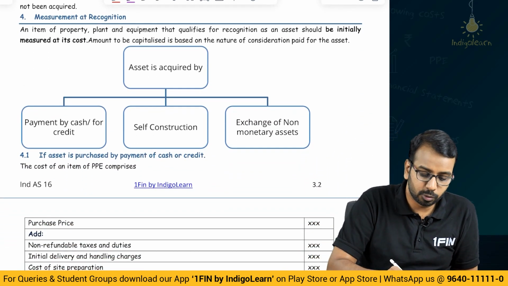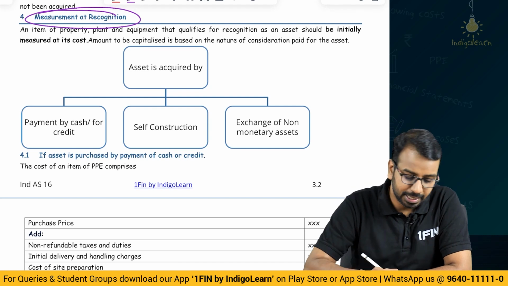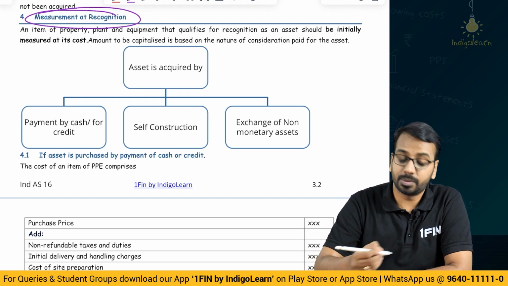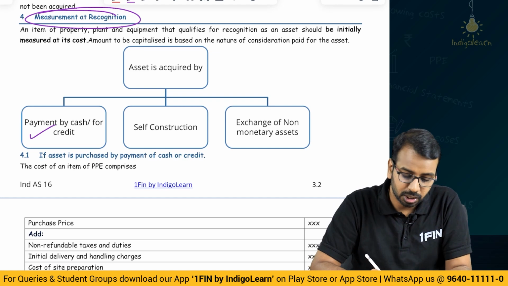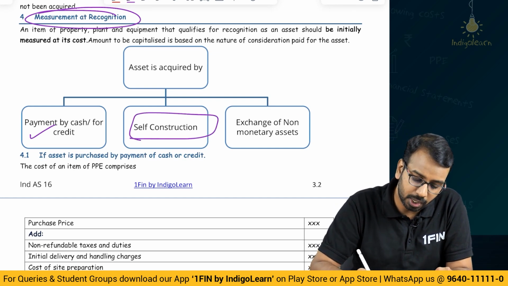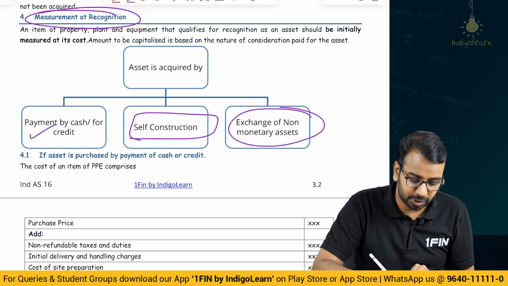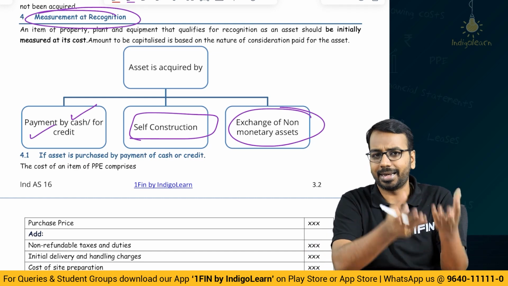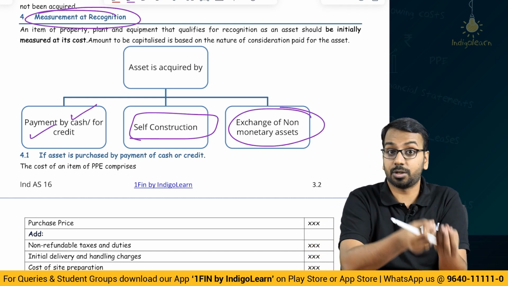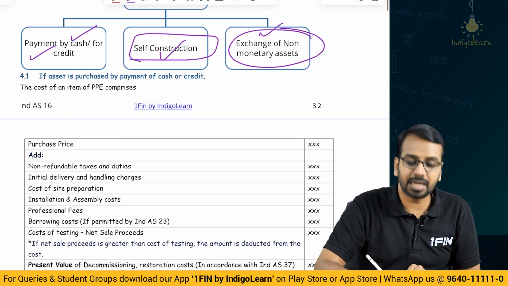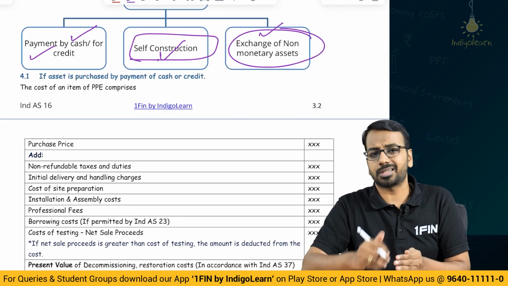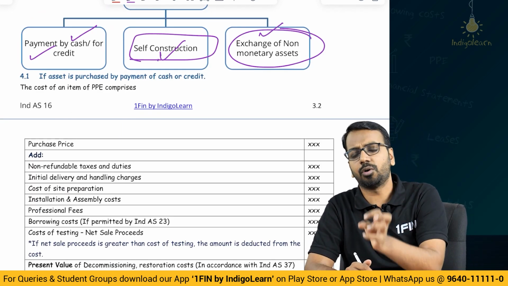Now, how do we do the measurement at initial recognition? There could be multiple scenarios. One is you directly pay by cash or it is taken on credit, or there is a self construction, or there is an exchange of monetary asset. If it is by cash, whatever amount you have paid, at that value you can recognize. If you have transferred some asset, that will come under this criteria. If it is self construction, then you will add all the construction cost and calculate the value of PPE.